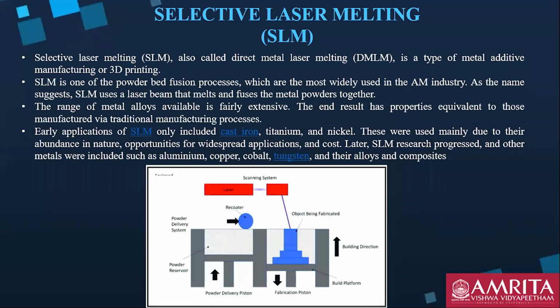In SLA, the stereolithography, what we used was a liquid form of resin, right? Over here, we are using metal, but the form of that metal is powder. We are using powder metal as the raw material over here, right? Now, similar to SLA, over here also we are using laser light.